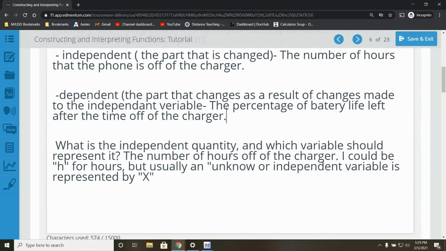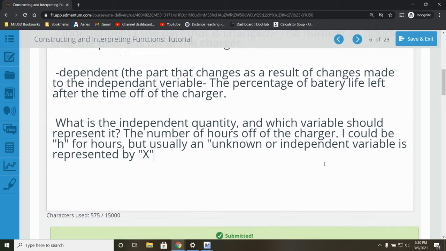What is the independent quantity and which variable should represent it? The number of hours off the charger. It could be H for hours, but usually an unknown or independent variable is represented by X. So the independent quantity is X, the hours off the charger.